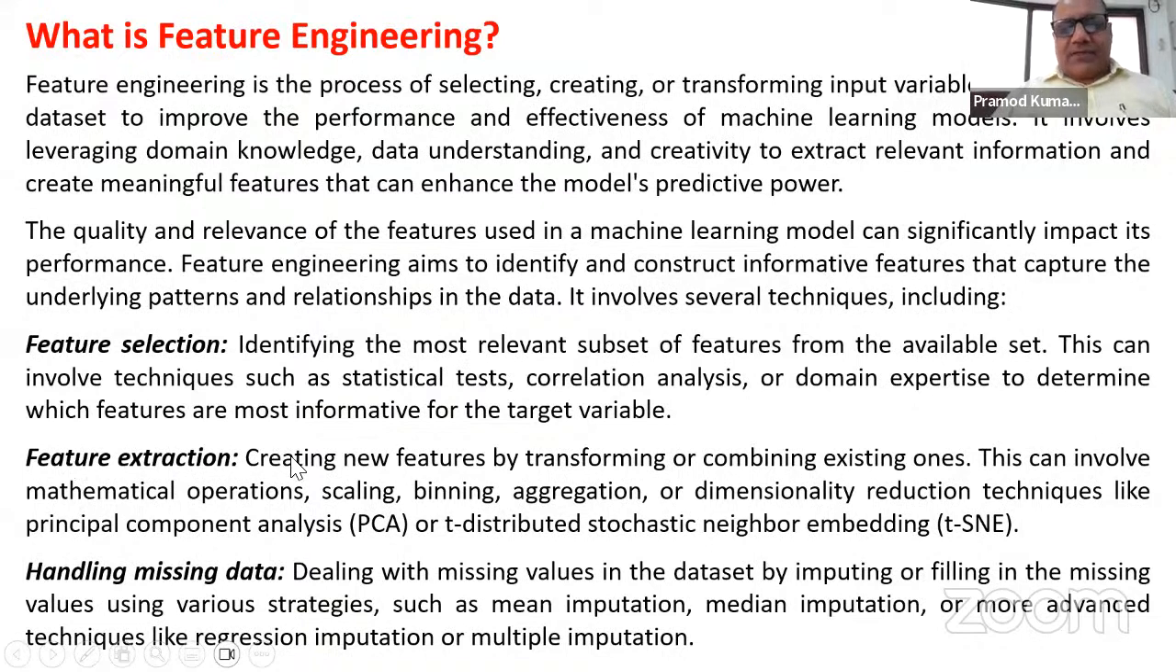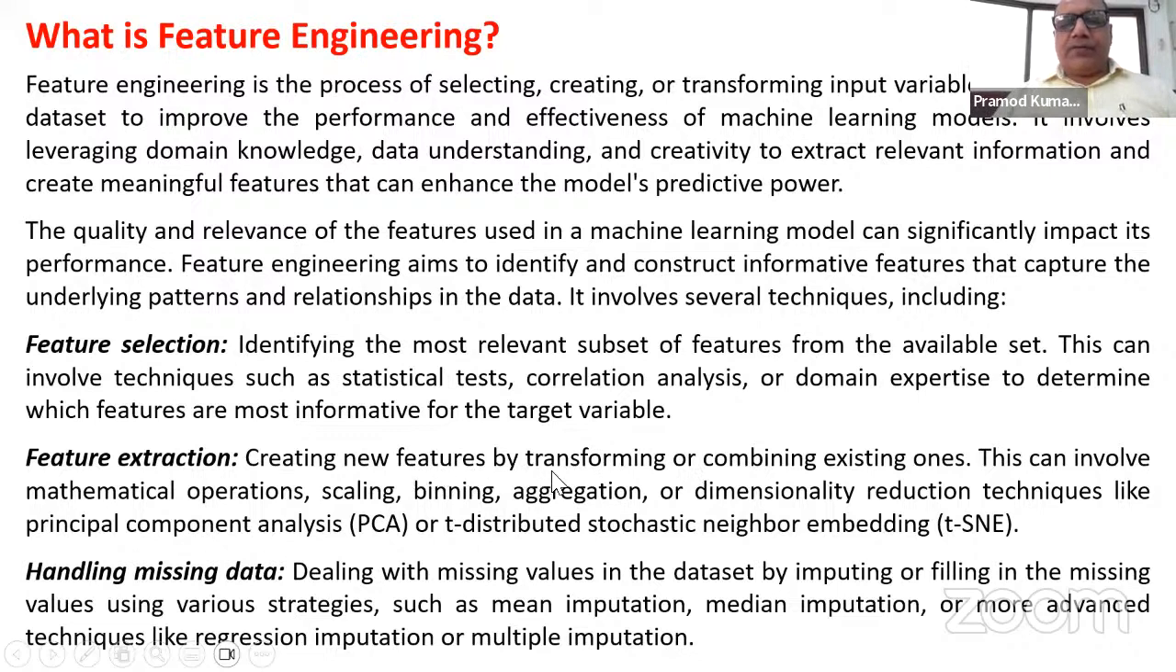Feature selection means finding a subset of the features. We do not create new features, but a few features are eliminated and a subset is found. That is basically feature selection. Feature extraction is creating new features by transforming or combining the existing ones. So I think by now the difference between feature selection and feature extraction is very clear: in the case of feature extraction, we create new features.